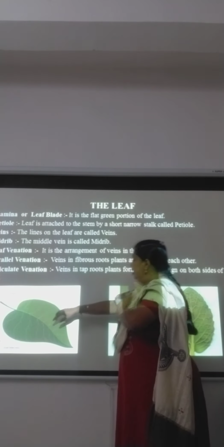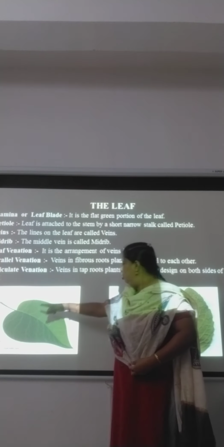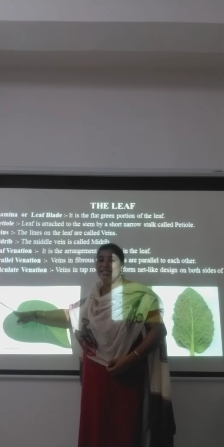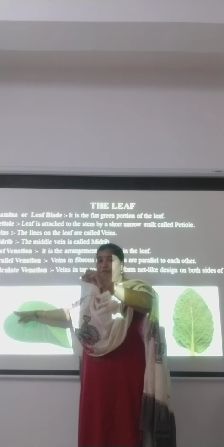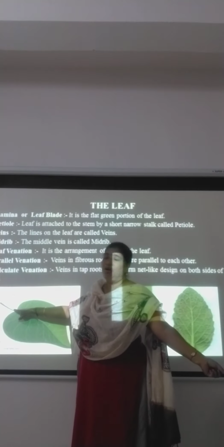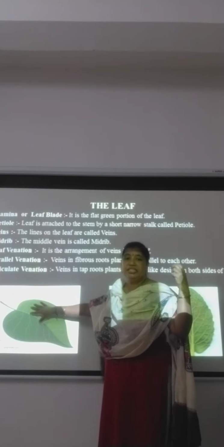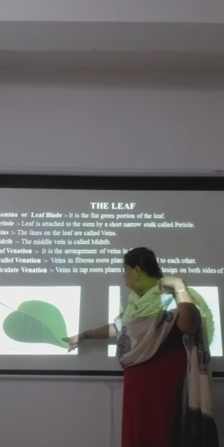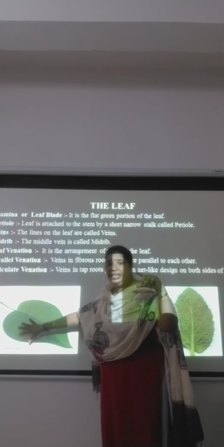Lamina. Lamina is nothing but the flat green portion of the leaf. Petiole. It is the small part which is attaching itself to the stem. The part that attaches the leaf to the stem is the petiole. Veins. Veins are the network-like structure which are present on the leaf. Midrib. The middle vein which is very long, that is the midrib. Leaf venation. Arrangement of veins on the leaf is called venation.